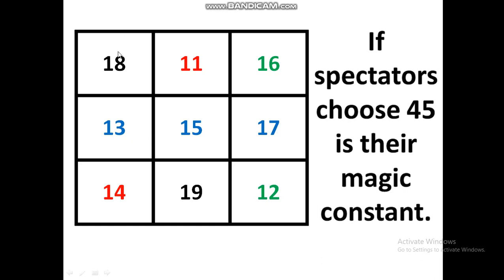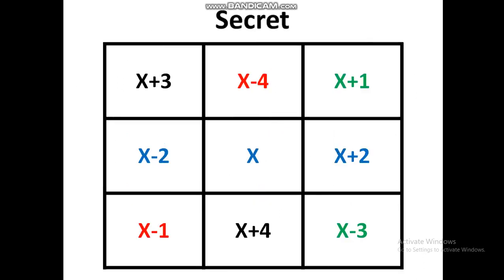In the same way, all the three columns as well as the two available diagonals, that is 18, 15, 12 and 14, 15, 16, altogether any of the three boxes of rows, columns and diagonals give the same number, 45. And what is the secret behind it? What is the secret behind it?